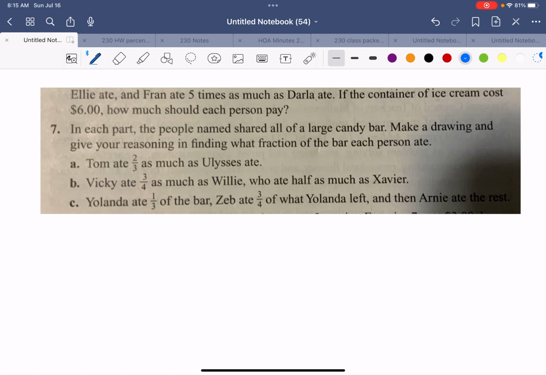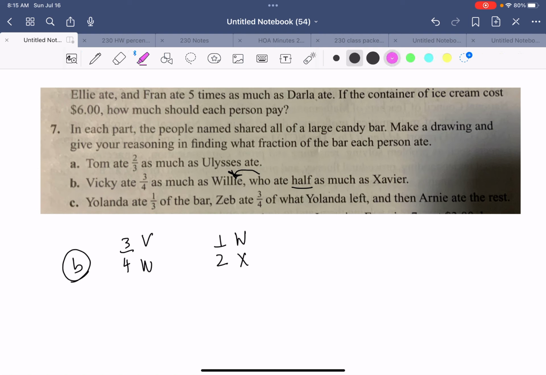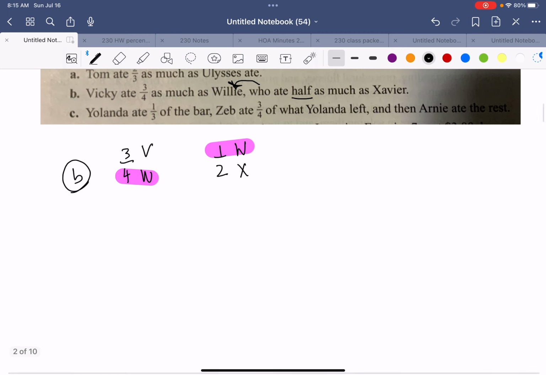So if we take a quick look at that one, you've got 3/4, and that is Vicky to Willie. And then the word who refers to what's right before it. So who is Willie? So 1/2 from here is Willie to Xavier, right? So this is B. Now that same idea where Gay was in 2 different fractions and had 2 different values happens here with Willie. So what you want to do is change these fractions so that you have compatible values. So I have Vicky and Willie, and I have Willie and Xavier.